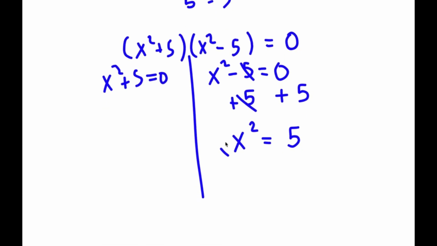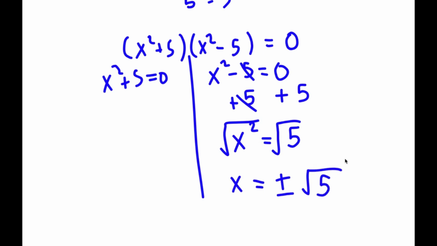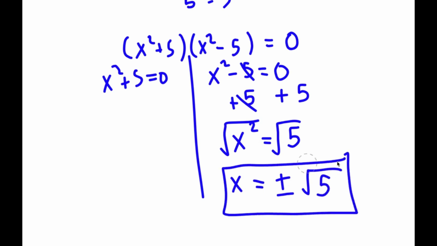Now to solve this, I'm going to take the square root on both sides. So the square root of x squared, that's obviously x, and I have x is equal to positive or negative square root of 5. So these are two solutions to this problem.